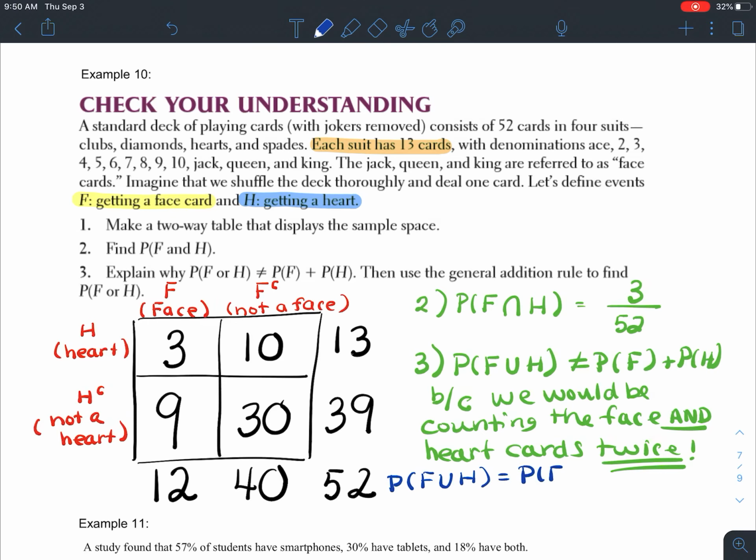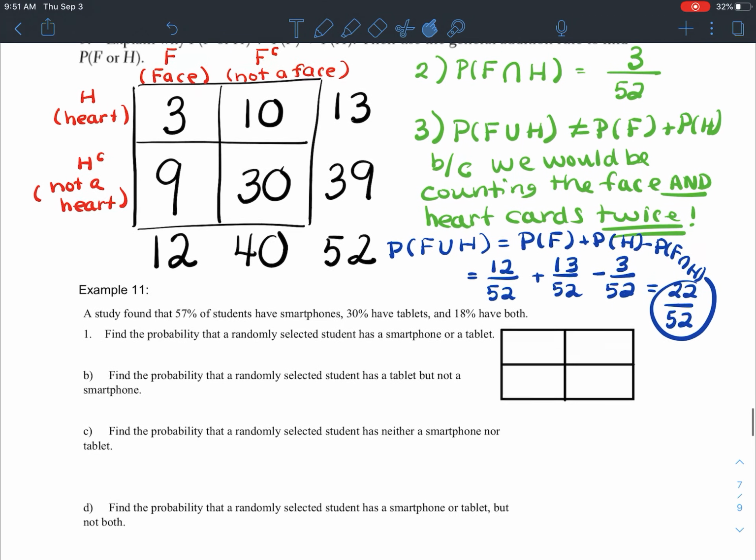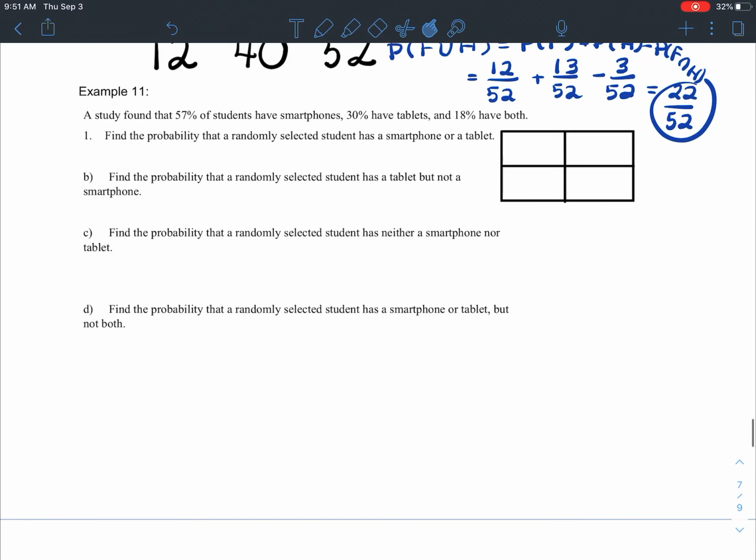And so the proper way to do this would be to say the probability of a face or heart, and again, I'm going to write the formula down. It's really going to help make sure that you get all of the pieces to this formula. Probability of a face card should be 12 out of 52. The heart card should be 13 out of 52. And then we're going to subtract the probability of face and heart, which is 3 out of 52, for a grand total of 22 out of 52.